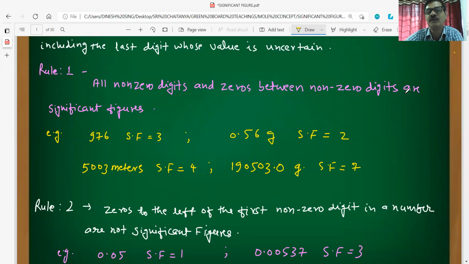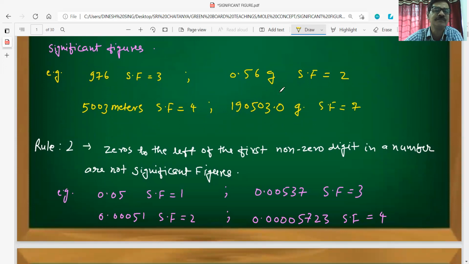So as we see, all non-zero digits and zeros between non-zero digits are considered as significant figures. This is rule 1. I think everybody understood this one. All zeros which are between non-zero digits will be considered as significant figures, and zeros after the decimal point will also be considered as significant figures. But the zeros before a non-zero digit on the left hand side will not be considered as significant figures, like in this example.